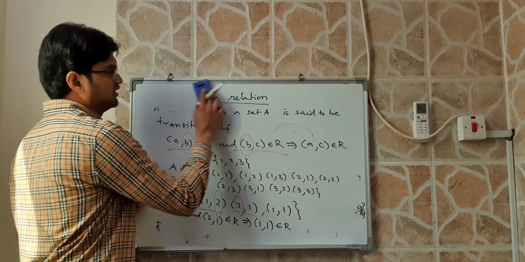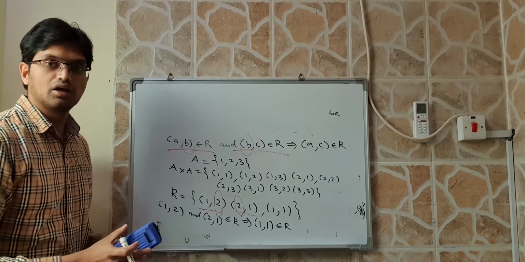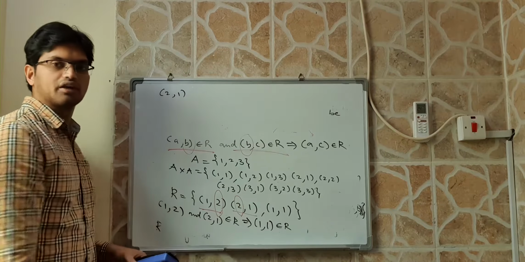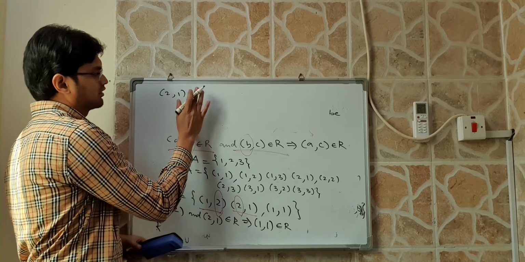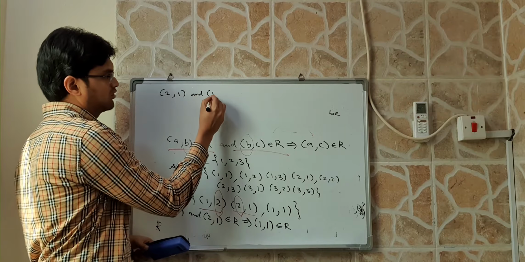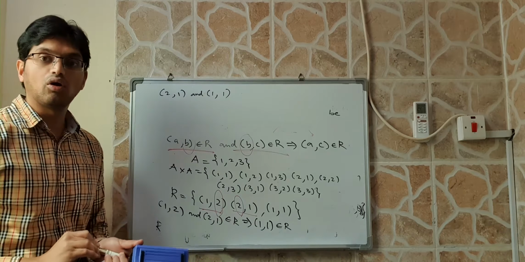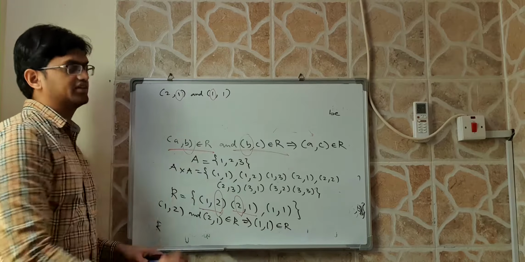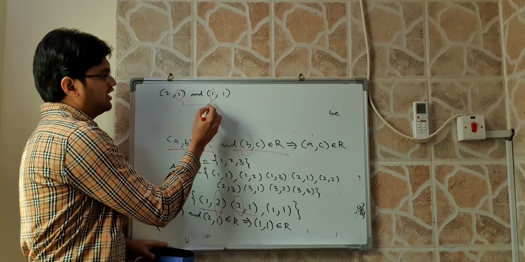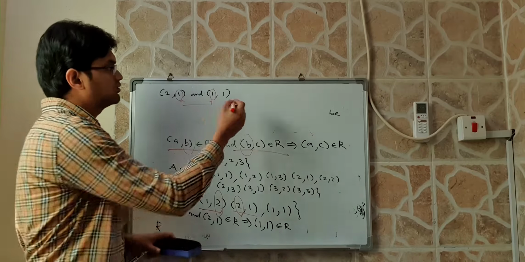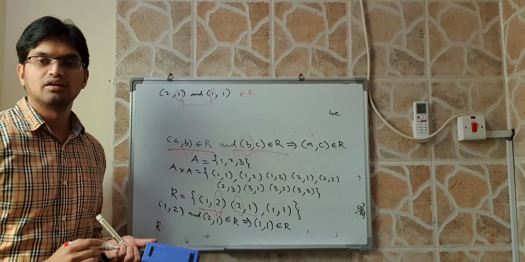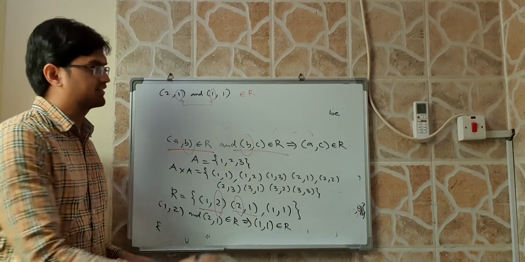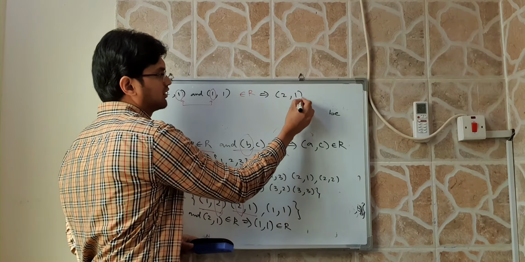In the similar manner, let us say I am checking not only these two, let us say I am taking 2 comma 1, which is the second one, and 1 comma 1. See the second element of the ordered pair, and this one, these are there in our set, they belong to our R. Now I have to check whether 2 comma 1 is there in R or not. Yes, so this implies 2 comma 1 is there in R.